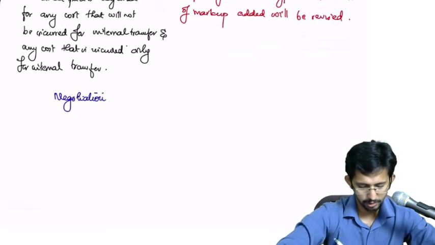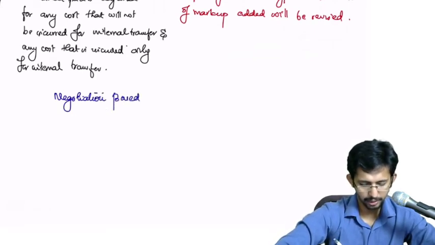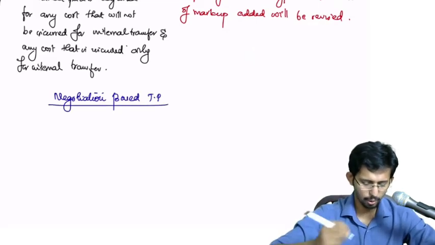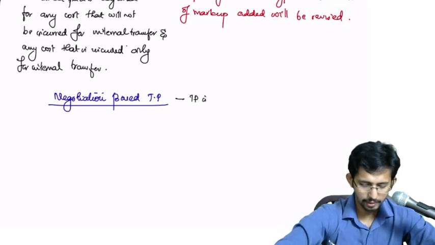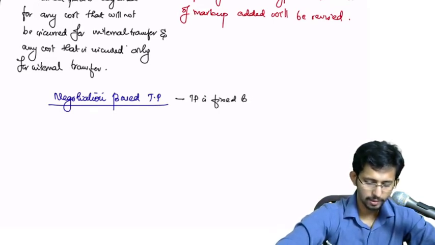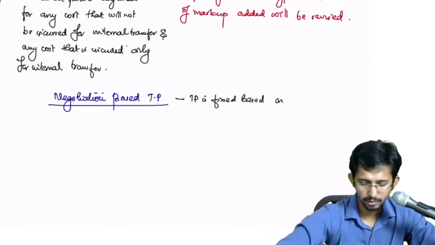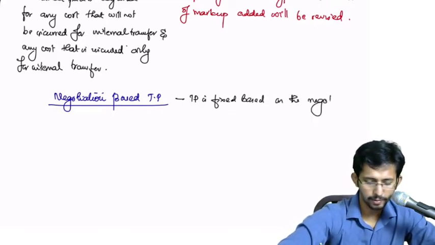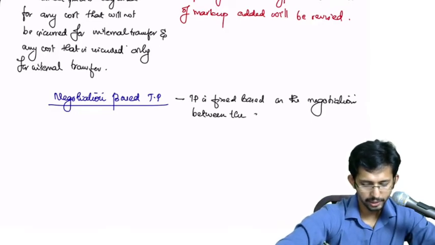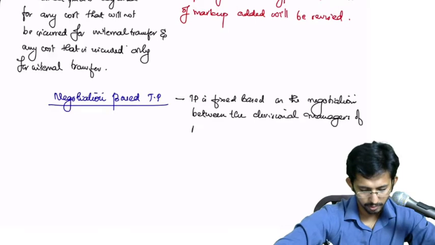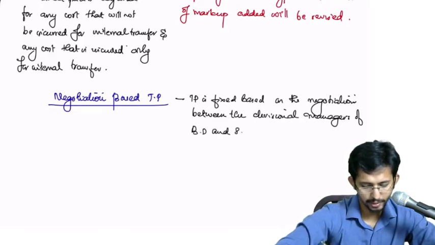Negotiation based transfer price. What you do in negotiation based transfer pricing is the TP is fixed based on the negotiations between the divisional managers of buying division and selling division.